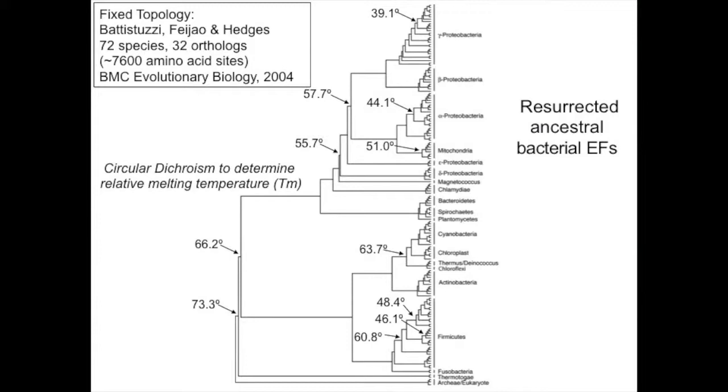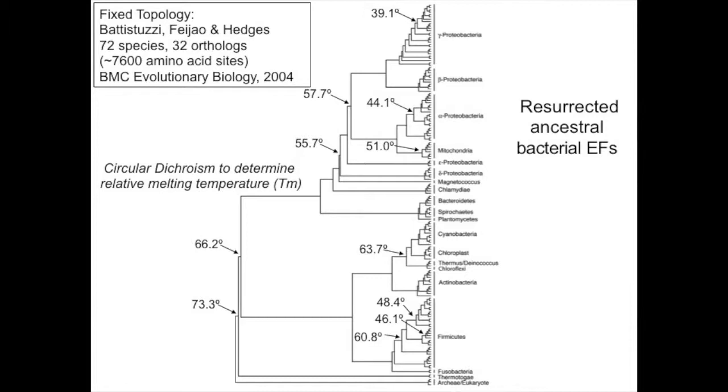We build one of these phylogenetic trees. We infer the ancestral sequences at each one of the nodes on that tree. What's shown with the arrows on this tree are the nodes that we resurrected the gene sequences and expressed the recombinant ancient protein in the laboratory. And the temperature next to the arrows represents the melting temperature associated with those proteins based on circular dichroism analyses, where we're just watching the protein unfold across a range of temperatures.